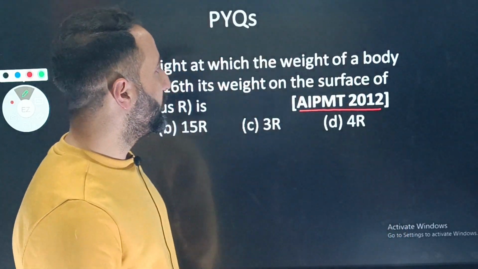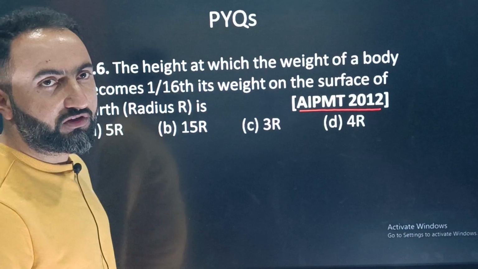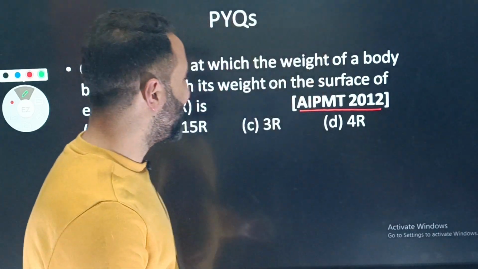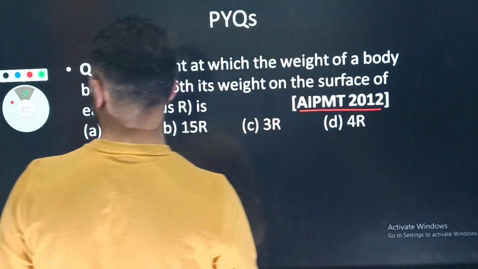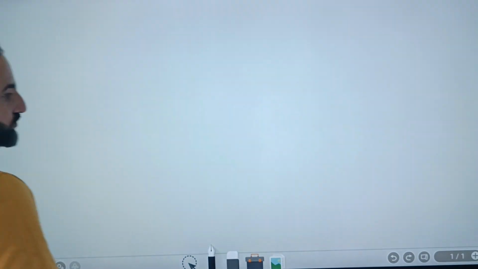All right, okay. So what we have to do is see what is the height when the acceleration due to gravity becomes 1/16. If you remember, there are two equations for the acceleration due to gravity with the height. Let me write it down. Better is that we'll do it here.